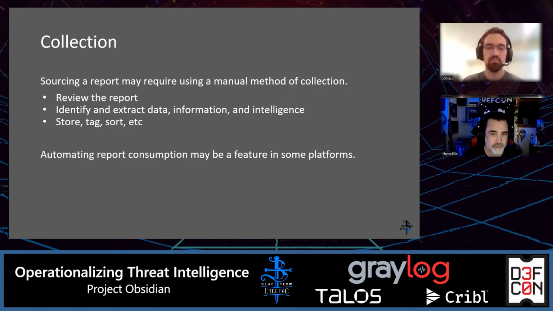So we're going to review the report. We're going to identify and extract all of the data and information that we find useful, and we're going to store that, tag it, sort it, etc. Sometimes this can be automated, or parts of this can be automated. So keep an eye out for those opportunities as well, if you're using a TIP, for example.